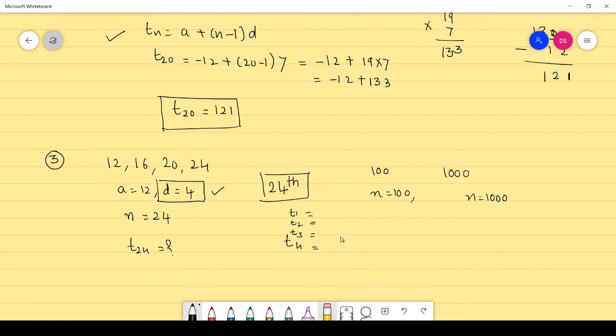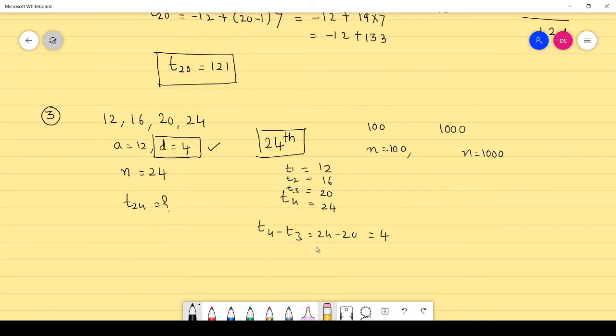Write their values T1, T2, T3, T4, that is 12, 16, 20, 24, right? Now let's take T4 minus T3, which is equal to 24 minus 20, that is nothing but 4. Next, find T3 minus T2, that is 20 minus 16, again equal to 4. Then T2 minus T1, that is 16 minus 12, again equal to 4.